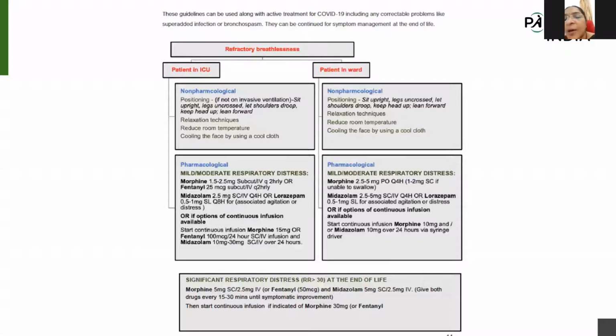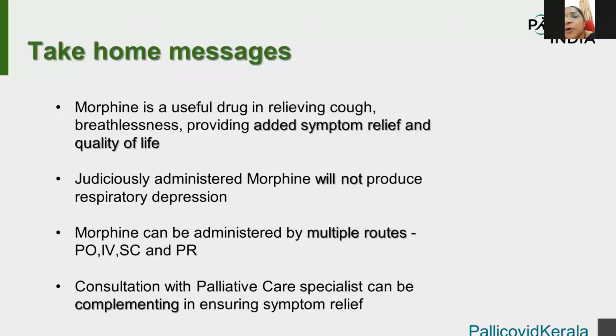So generally, we were talking about mild to moderate breathlessness in the ICU and outside the ICU setting, the difference being the frequency with which we administer medications and the amount or the strength of the medications that we would put in for continuous infusion or SOS infusions. This algorithm is given in the e-book, which you can all have a look at. We've just put it there to remind you to look at the algorithm. Okay, so what is the take-home message? Morphine is a useful drug in relieving cough and breathlessness, providing added symptom relief and quality of life.